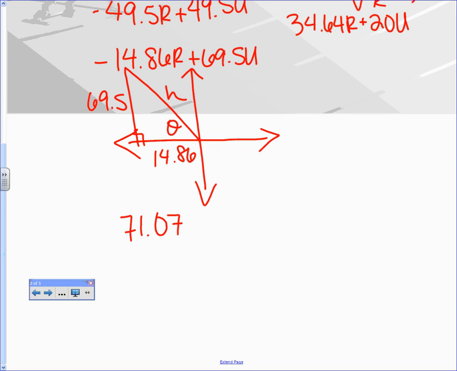Oh, I did the square root of 69.5 squared plus 14.86 squared, like I did that all at once. Does that make sense? Rather than having to write down those two separately. Any other questions on the hypotenuse? Okay, how do I get my angle? Tangent inverse equals, or of what?